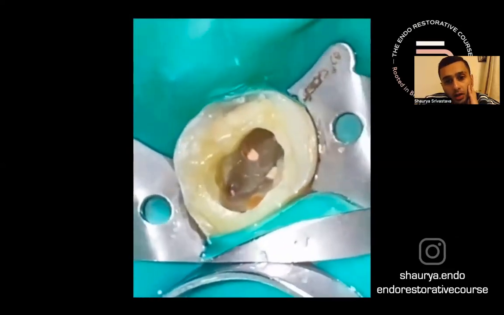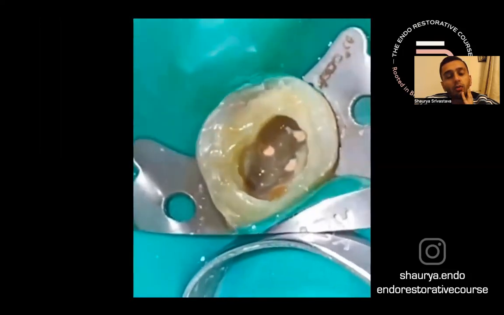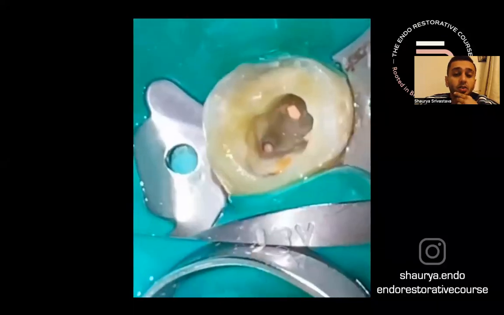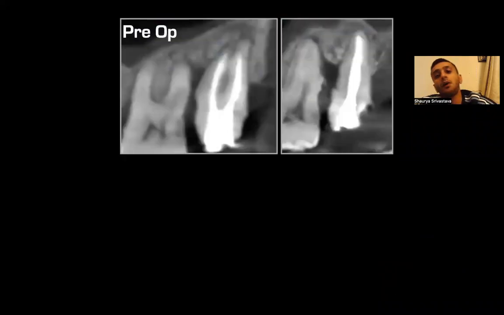And if you can see here, it's a repeat video. Sorry, that MB2 is not in its usual location. It's in a diamond shape actually. So using a CBCT here was very, very helpful. This is another one, and this is a patient who came to me.